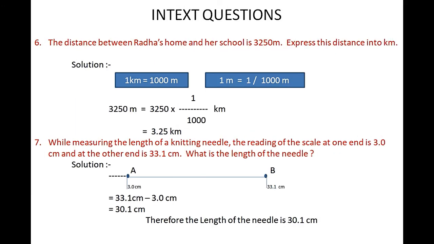The question is, the distance between Radha's home and her school is 3250 meter. Express this distance in kilometer. They have given values in meter and asked us to convert to kilometer. Whenever we want to convert, we first find the relation between the given unit and the unit they are asking for. We know that 1 kilometer is equal to 1000 meter.